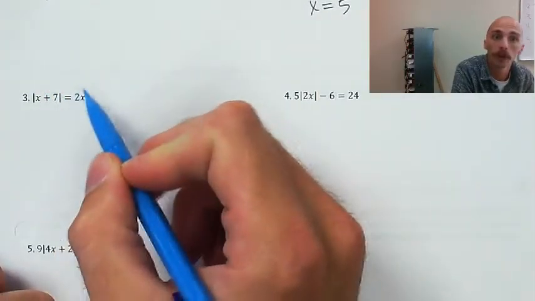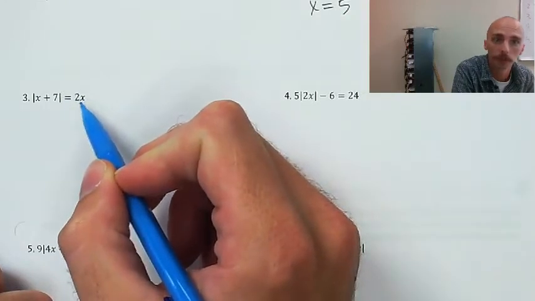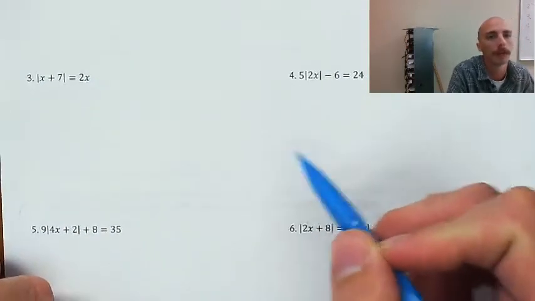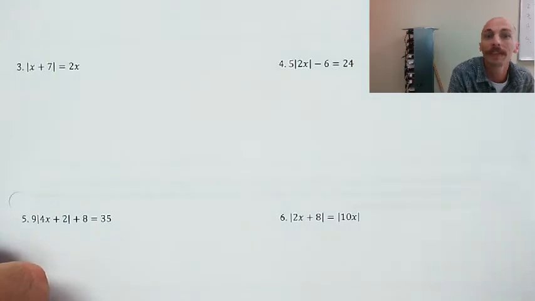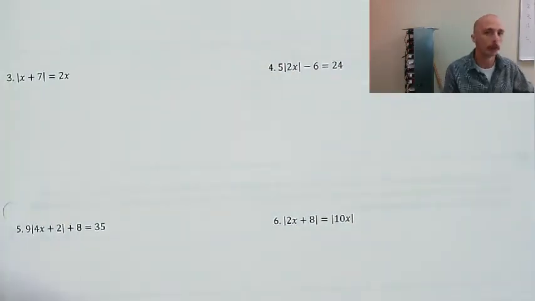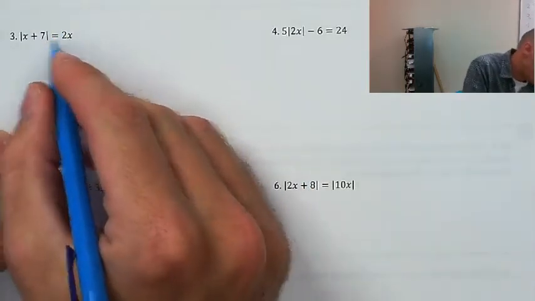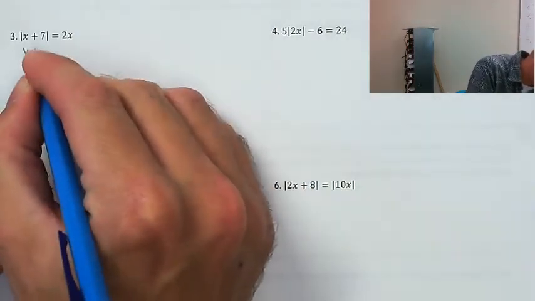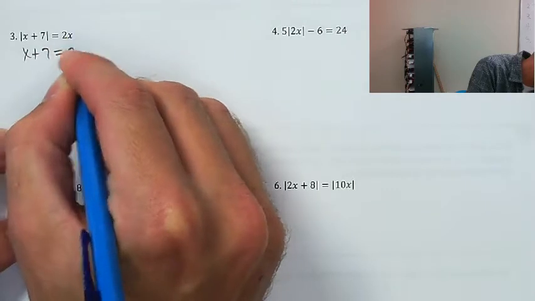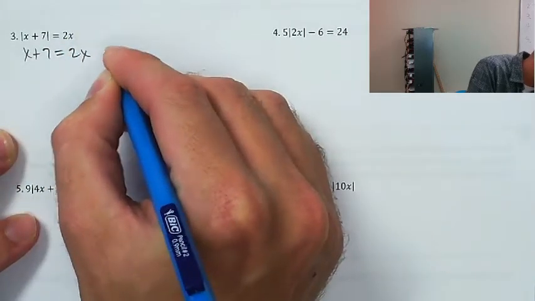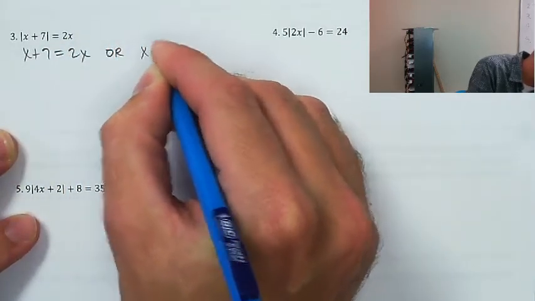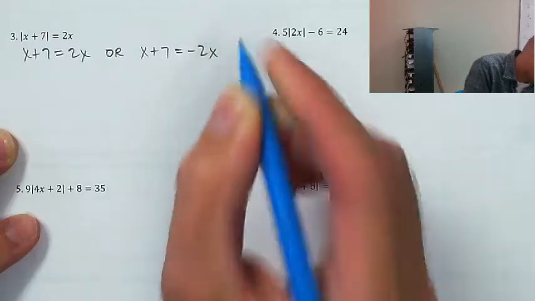Okay, this is the one where you can really get extraneous solutions with that 2x right there. So just be careful when you see absolute value with x inside the absolute value and outside. Those are ones that we really need to be careful on. Okay, so the absolute value of x plus 7 is 2x. Well, that means that either x plus 7 is equal to 2x, or maybe x plus 7 is negative 2x.